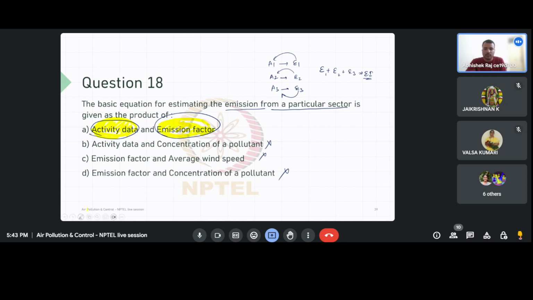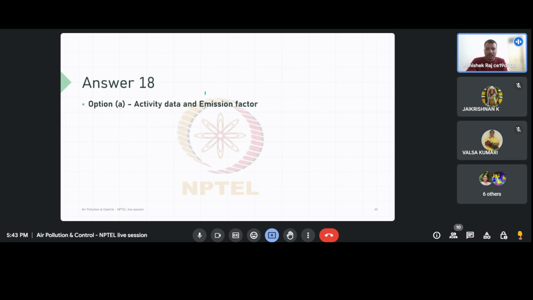So that would give us the basic equation for estimating the emission. So option A is correct, activity data and emission factor.